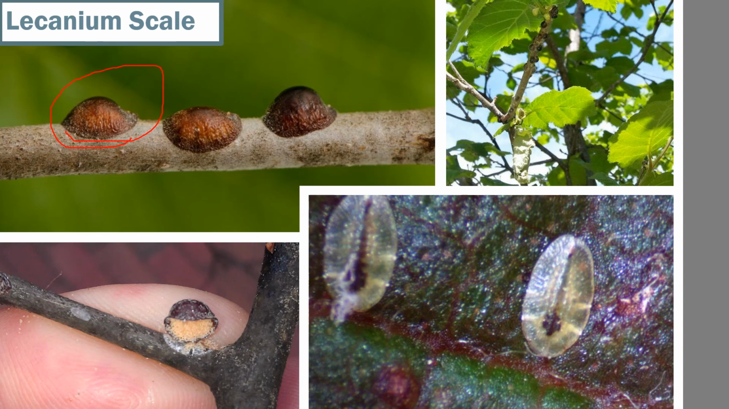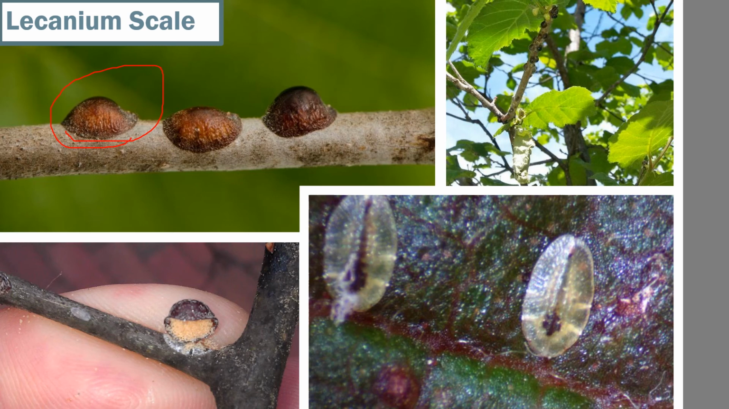But the conspicuous life stage is the mature female. I've circled it in the photo. This is its waxy covering. It's a hump-like brown protective covering that it forms on twigs and branches. It measures about 3 to 5 millimeters in diameter. And the empty shells often remain attached to the trees throughout the season, which can help you detect them.